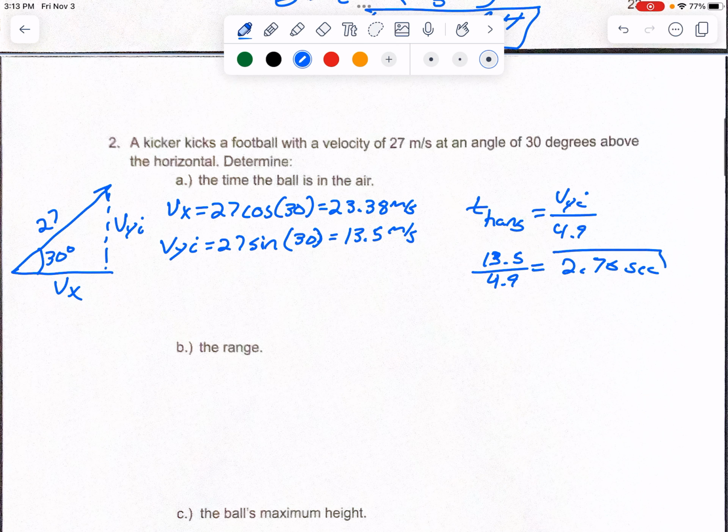Now, that is the total time. So that is from launch, goes all the way up, comes all the way down. That is the total hang time. If I asked you how long does it take to get to the top, all you got to do is just split that time in two.